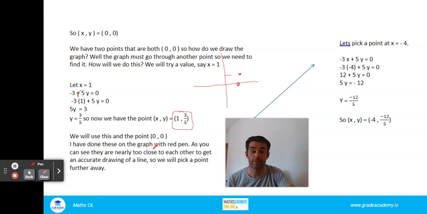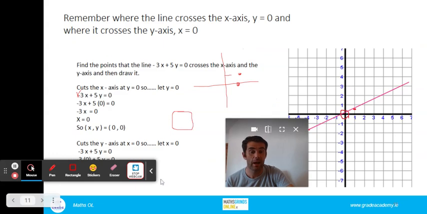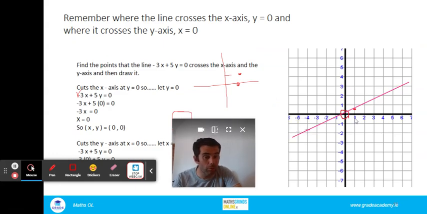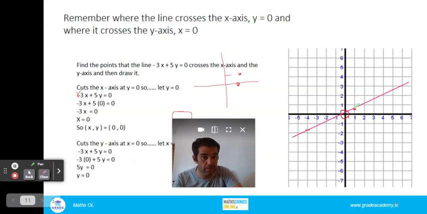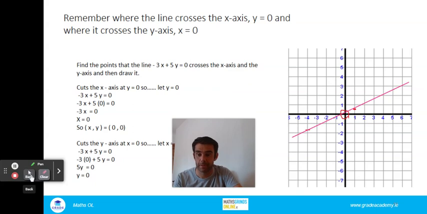I've done this on the graph with red pen. As you can see, they are nearly too close to each other to get an accurate drawing of a line, so we'll pick a different point again. I'll just flip back there just so you see what I'm talking about. 1, 3/5 is this point here. It's that point there. So it's almost too difficult to know where exactly to get an accurate drawing. So I'm going to pick a different point.